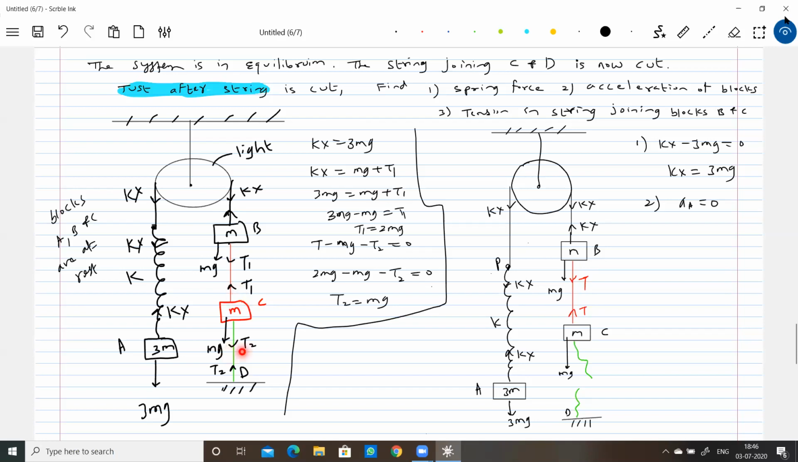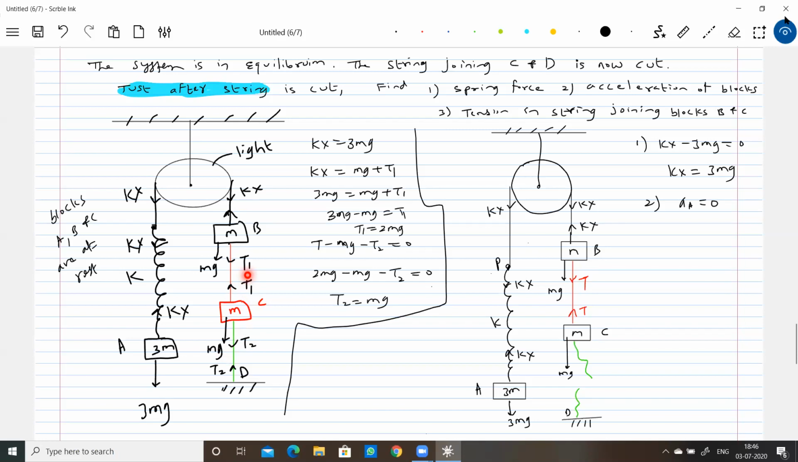T1 was equal to mg plus T2. So when I cut this green color string, the tension will change. If tension changes, then definitely the force acting on the blocks B and C are different now. If the tension earlier was T1, now it will have some other value T. So they will have acceleration.